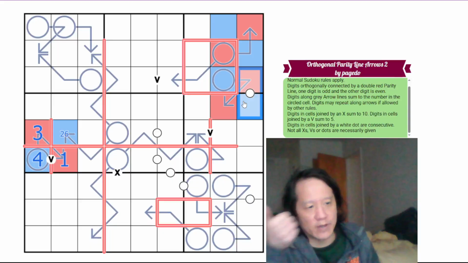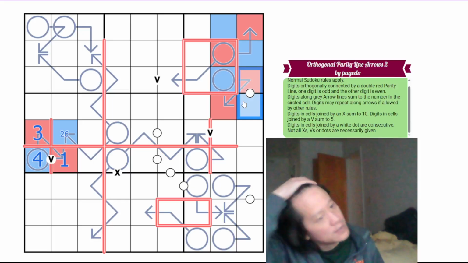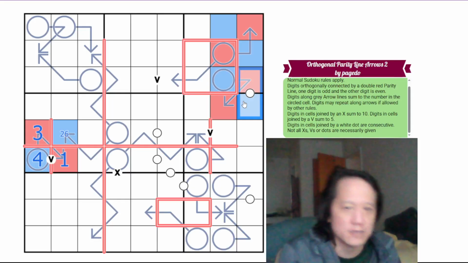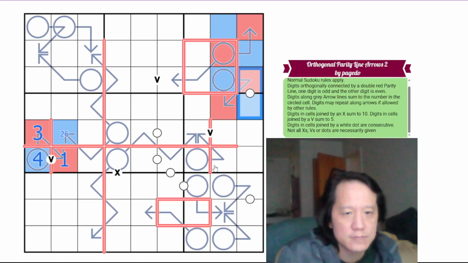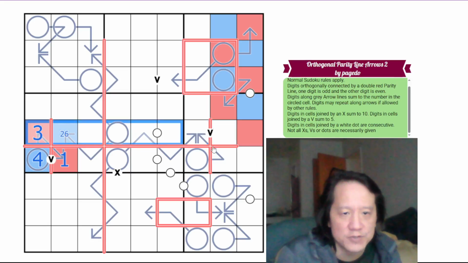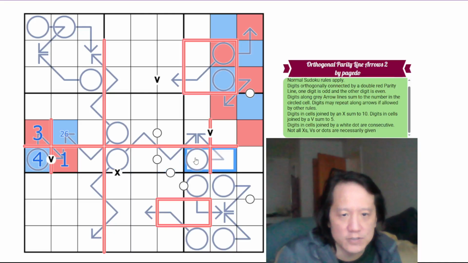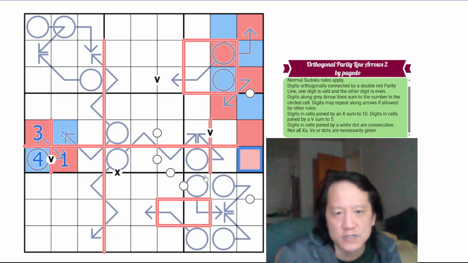Because obviously every odd digit cannot be consecutive with another odd digit, and every even digit can't be consecutive with another even digit. Okay, yeah, so this forms a pair of opposite digits. This is a pair of opposite digits. This is a pair of opposite digits, which means this is odd, because we have all 4 evens accounted for in these cells. Same with here. These are opposite, these are opposite, these are opposite, these are opposite. That's 4 evens accounted for, so this is odd.